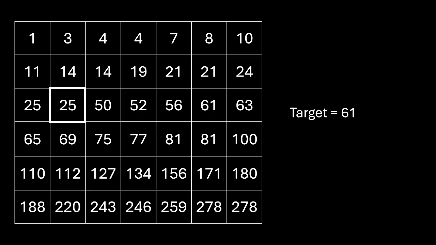We go to 25. 25 is lesser again. So we go to the right. 50. 50 is lesser. 52. 52 is again lesser. Then we'll go to the right. 56 again it's lesser, and then finally we have reached our target 61. We can do it either way. Either from top right or from bottom left corner.